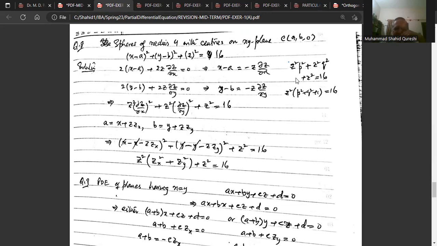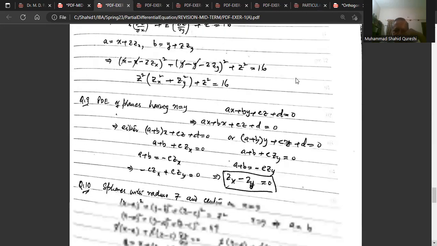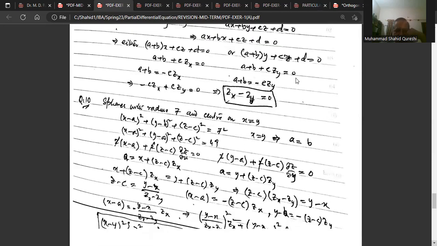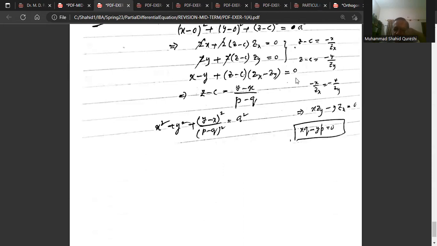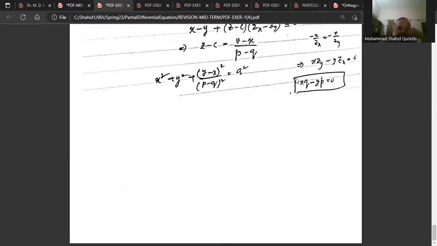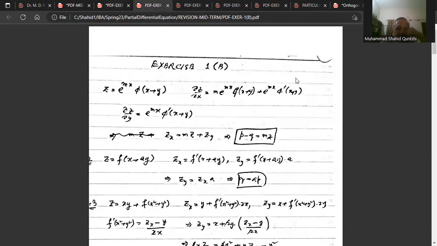We take the derivative with respect to x, extract x minus a from there. Derivative with respect to y, extract y minus b from here, and put x minus a and y minus b in the original equation, simplify, and you'll get the result. There are more problems and I'm not considering discussion on all of them. These are some examples of forming a differential equation by eliminating the arbitrary constant.